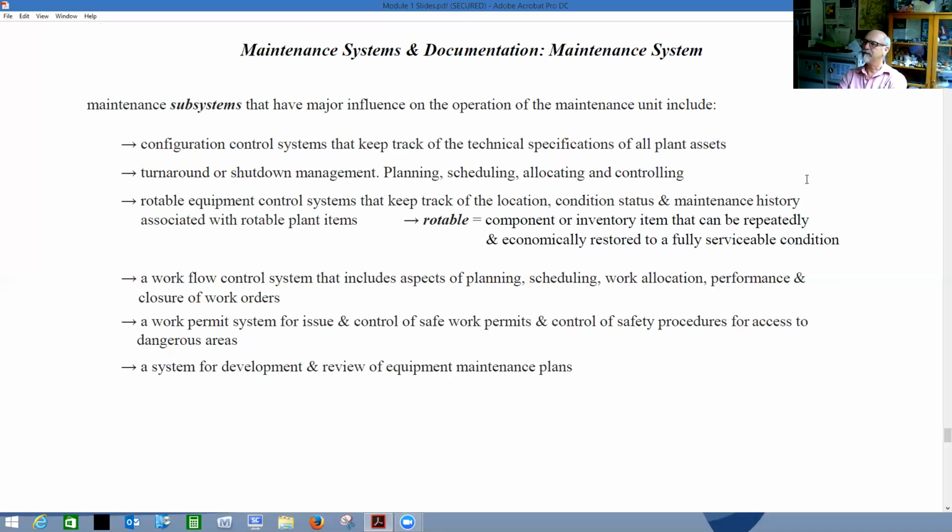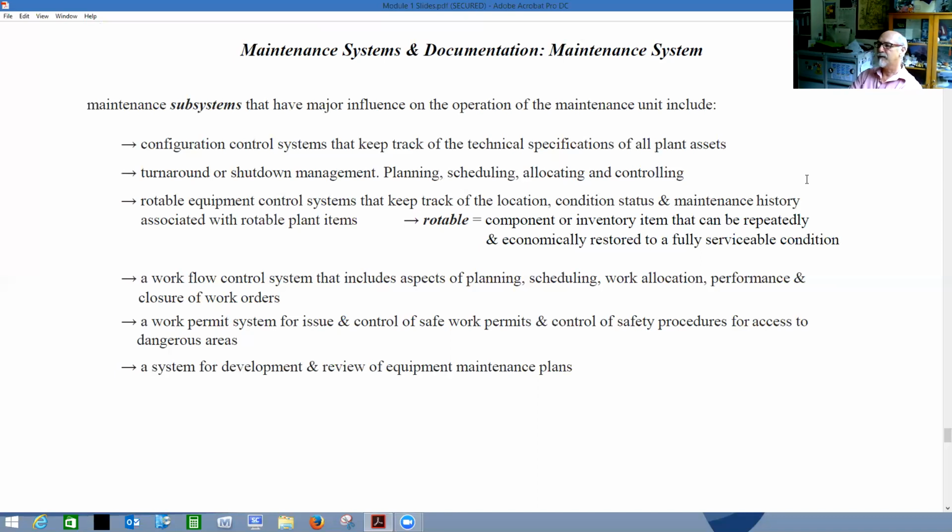A work permit system for issue and control of safe work permits and control of safety procedures for access to dangerous areas, whether that's down a mine shaft, whether it's driving down into an open pit, whether it's moving about a conveyor belt out in the field. You must be able to have safety measures and permit systems so that for somebody that needs to go and work there, there's appropriate documentation to ensure that there's safety and they're checking to make sure that they're working safely.